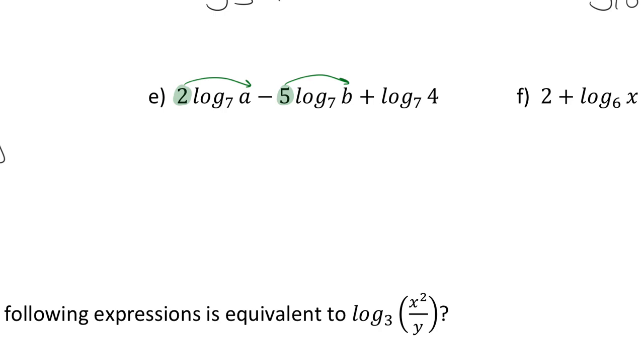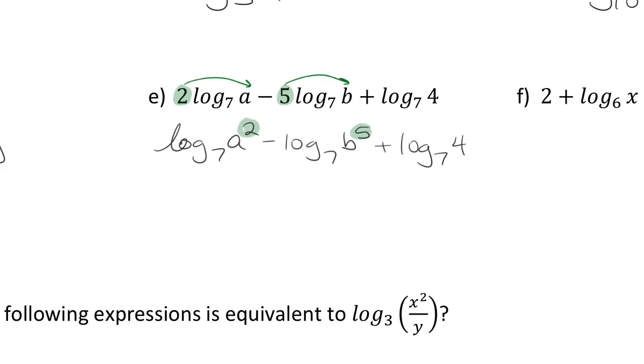This becomes log base 7 of a squared minus log base 7 of b to the 5th plus, and then we just drop this one down, log base 7 of 4. So far all I've done is taken care of this and this. You notice how so far all of these have the same base?